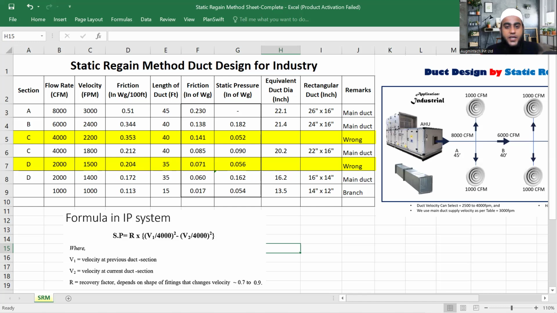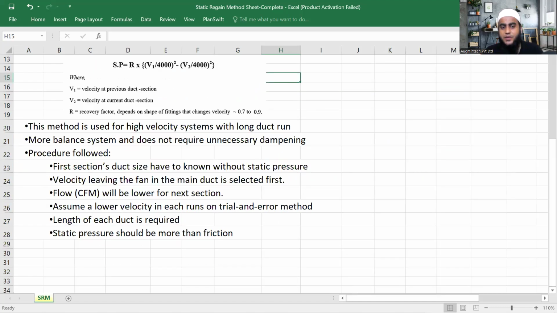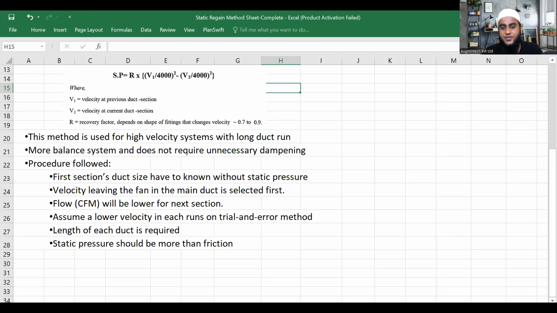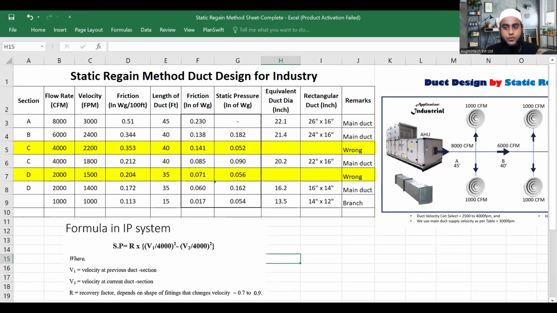Now next, the static regain method is generally used for industrial application, where, as I told you in the beginning, this method is used for high velocity systems with long duct runs. All of you know that in industrial applications we have long duct routes. So it is better to use this method there.